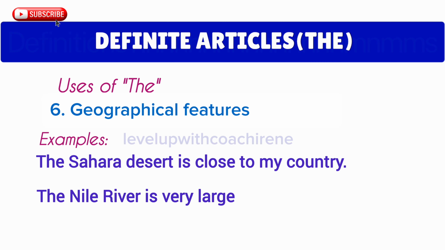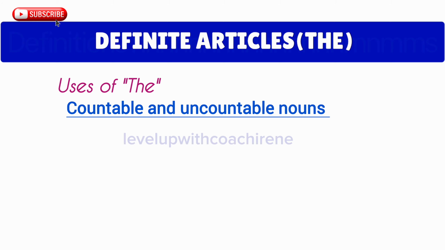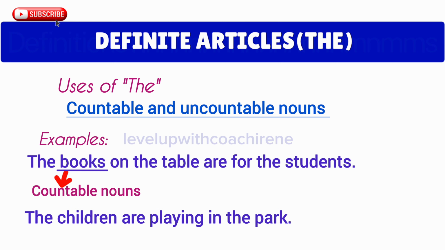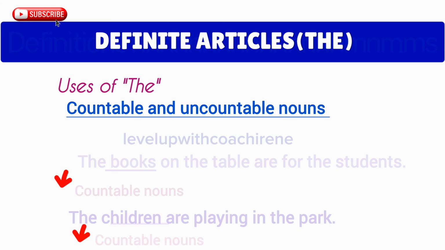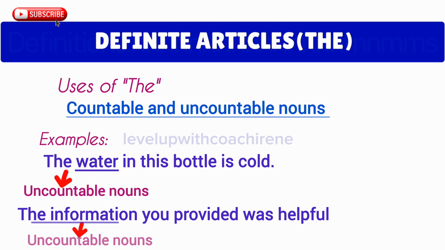Note that the can be used with both countable and uncountable nouns, depending on the context. For example, the books on the table are for the students. The children are playing in the park. For uncountable nouns, we have the water in this bottle is cold. The information you provided was helpful.